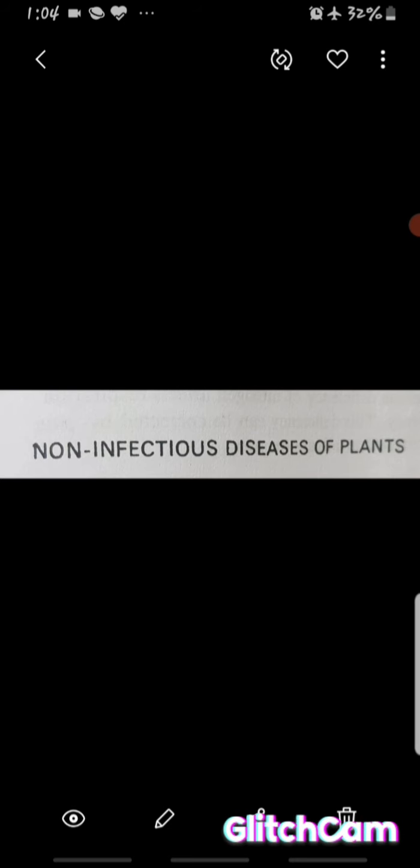In your topic, non-infectious diseases of plants, the nutritional deficiencies are due to many minerals. Next one is copper, deficiency of copper. Copper catalyzes certain reactions in respiration and is a cofactor of several oxidative enzymes.